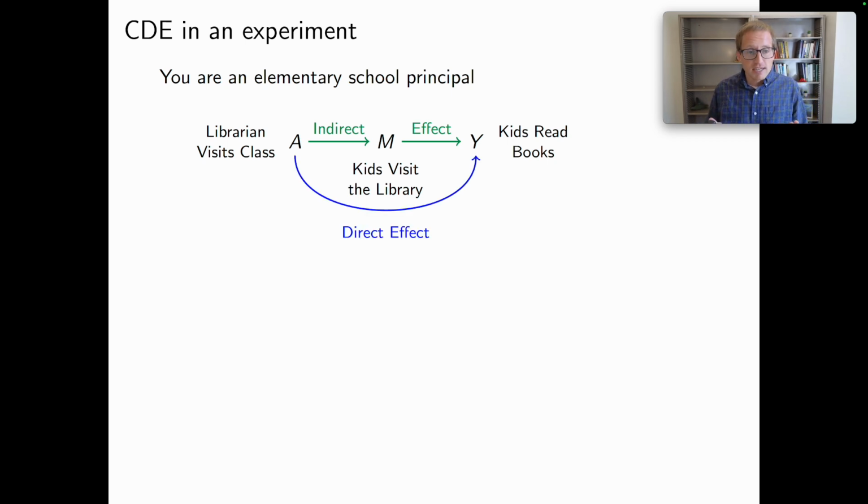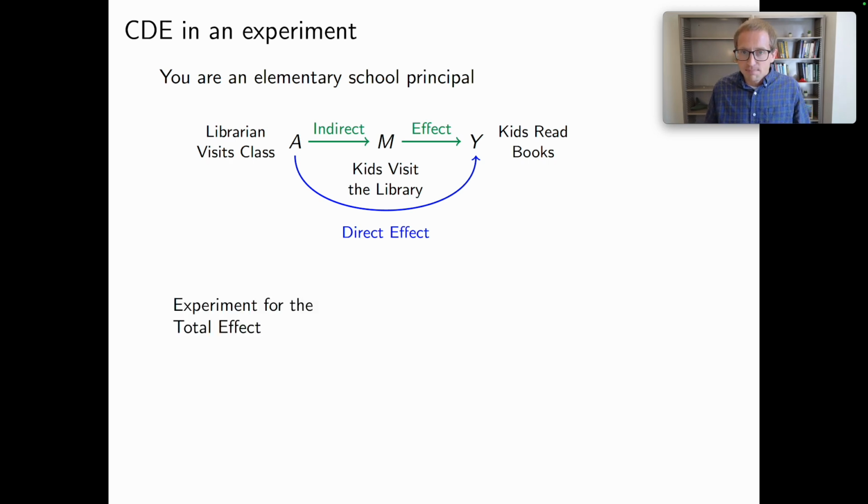Second, there may be a direct effect. It might be that when the librarian visits your class, that causes you as a child to become really excited about reading books. And you may then go read more books that you already have in your house at home, or you might visit the public library. Thus, the librarian visiting your class may affect the degree to which kids read books through pathways separate from whether the child visits the school library.